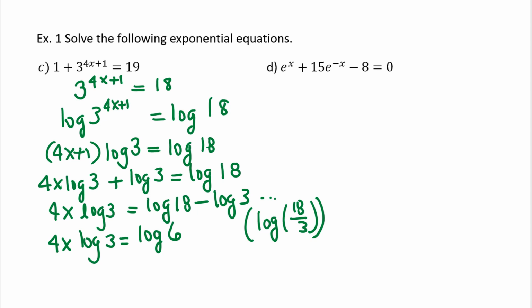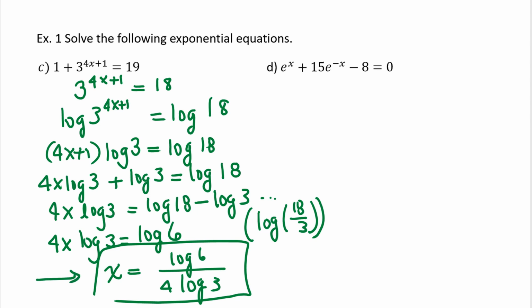And let's solve for x. X would be the log of 6 divided by 4 times log 3. And this is exact.